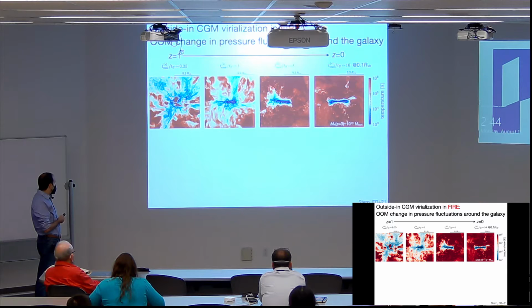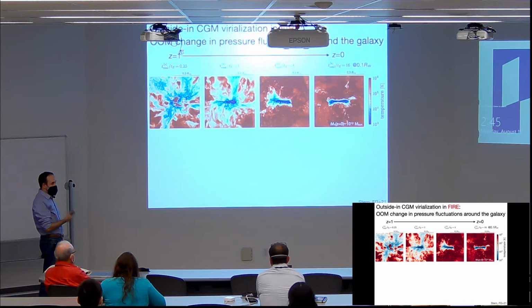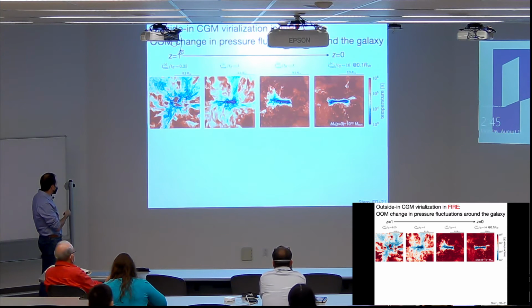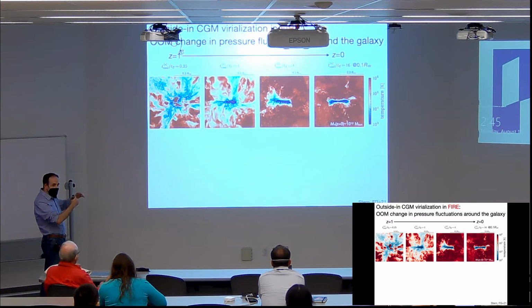Each panel is further labeled by our indicator of whether the CGM has virialized or not at these inner radii. That's T_cool over T_free-fall at a tenth of the virial radius, which is just a little bit outside of the central galaxy. What you can see is that prior to inner CGM virialization, you have a complex and dynamic mix of cold and hot gas in the inner CGM.